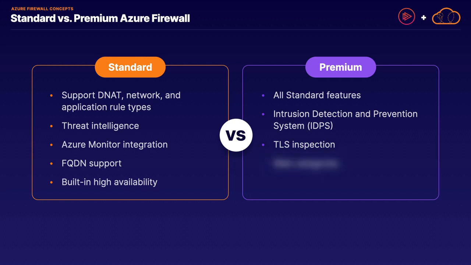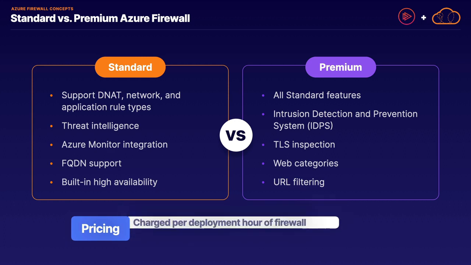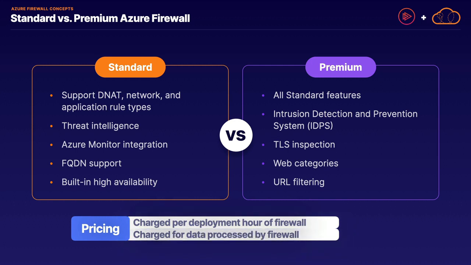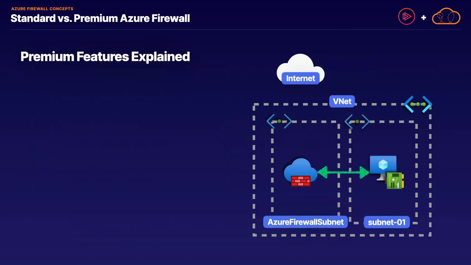We have web categories, and these are things like e-commerce or sports or search engines that we can use. And we also have URL filtering, which we'll see more of later so that we can better understand that concept. Now, when it comes down to choosing between these two, the main driving factor is pricing. And we're charged per deployment hour of our firewall, and we're also charged for data processed by the firewall. Now that we've got that covered, let's dive a little bit deeper into some of those premium features that we need to explain.